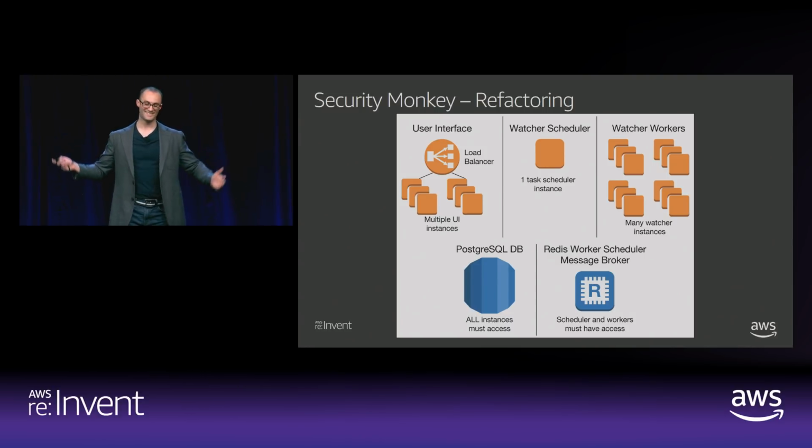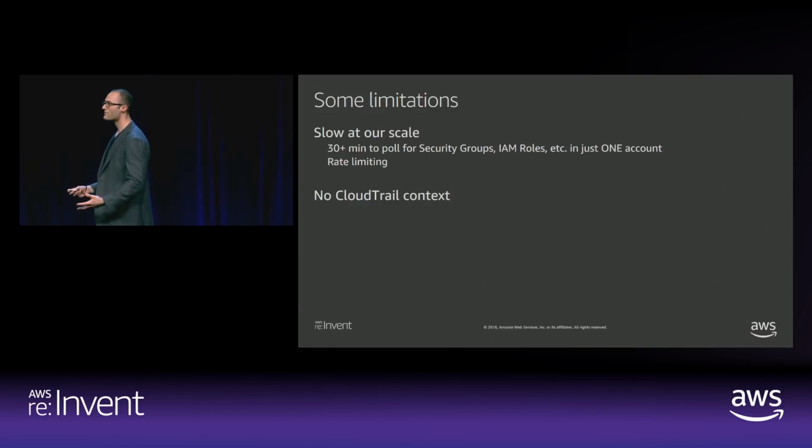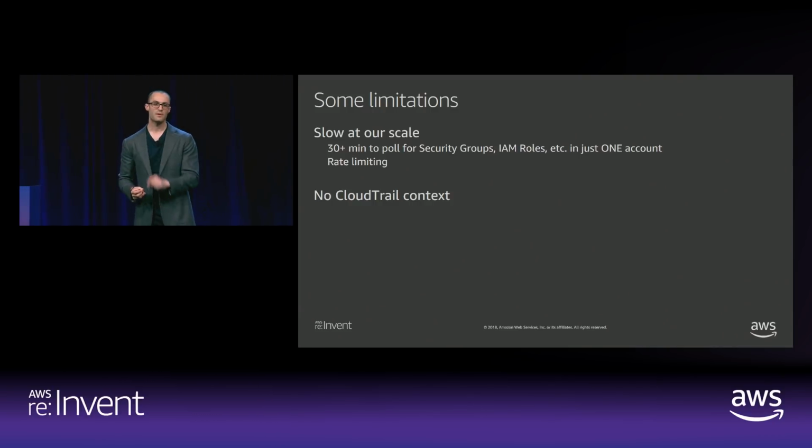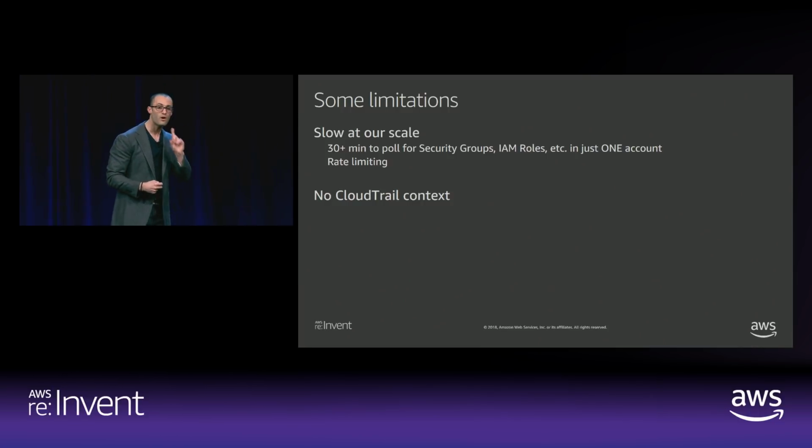So all is well, right? Well, unfortunately, it's not. At our scale, it's still too slow. Our environment is just so big. It takes us more than 30 minutes to pull IAM roles and security groups and SNS topics in just one account. That's how many we have. And a big reason why that happens is because we get rate limited.